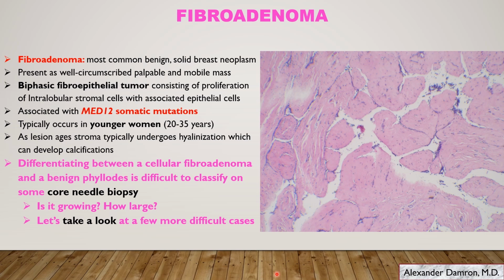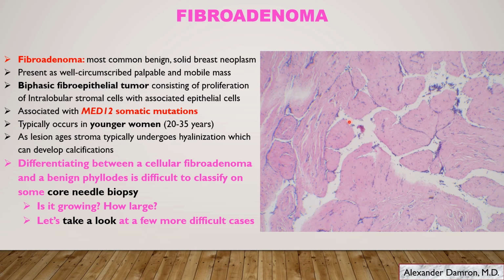So let's take a step back here just a moment and talk about fibroadenomas as we're progressing up this continuum. Again, it is the most common benign neoplasm in the breast and will most often present as a well-circumscribed palpable or mobile mass. This is a biphasic tumor consisting of intralobular stromal proliferation with benign epithelial cells that sometimes can show proliferation as well. This is an example of a more hyalinized fibroadenoma.